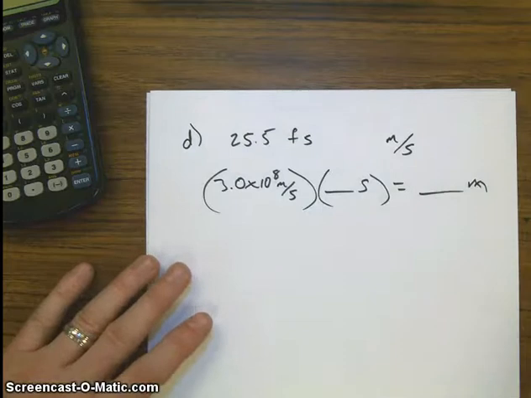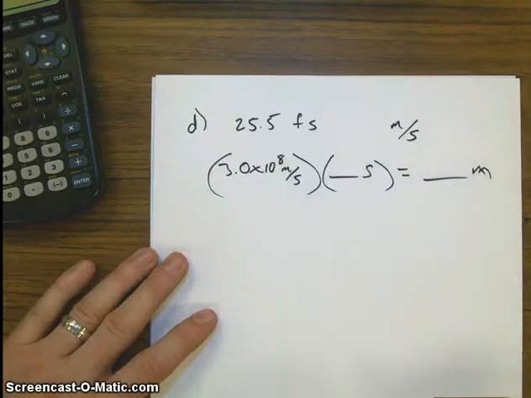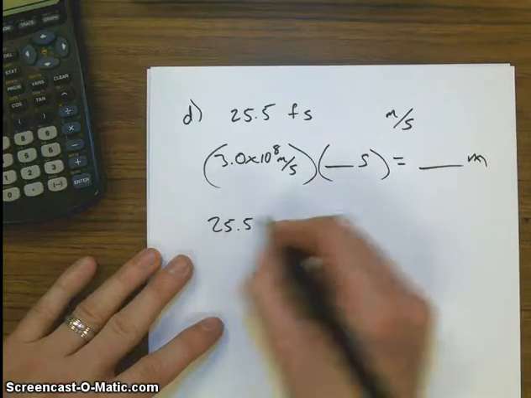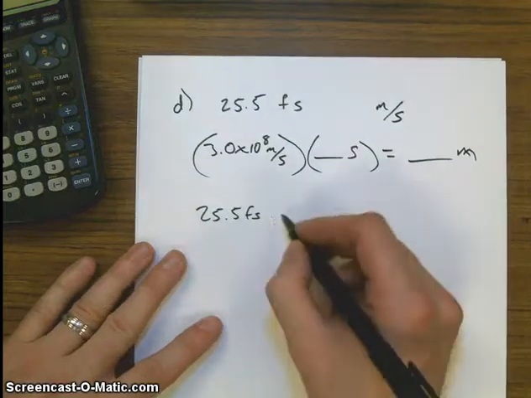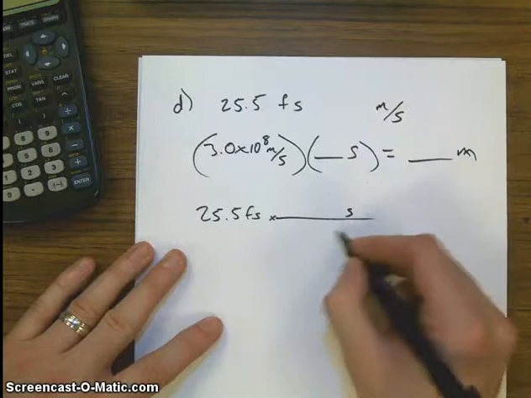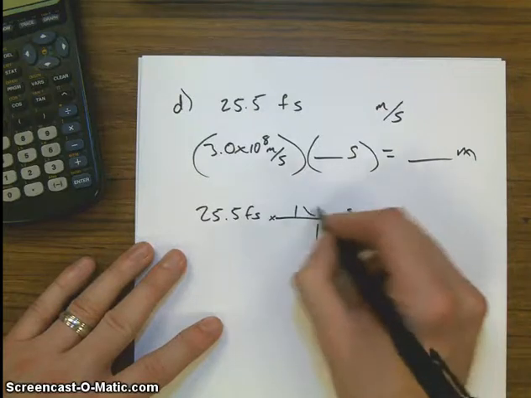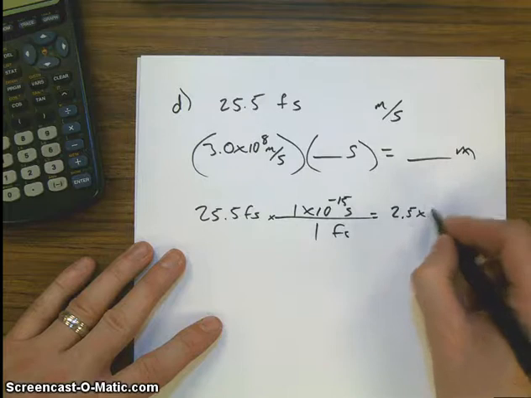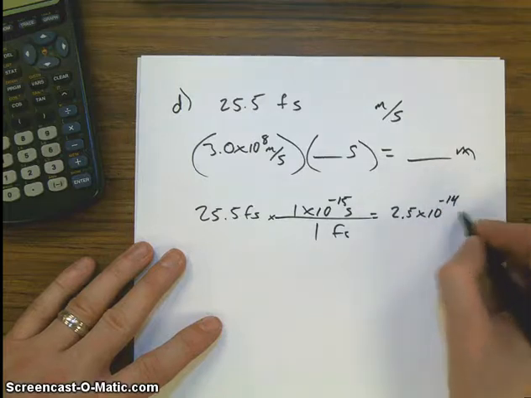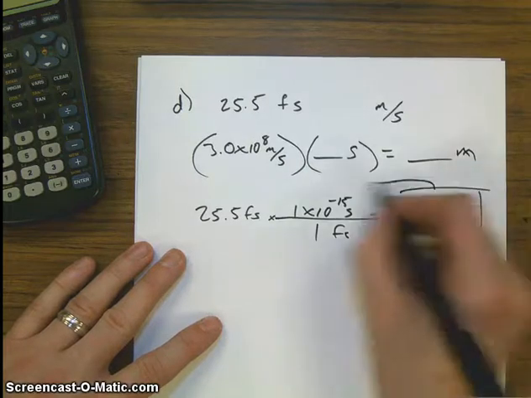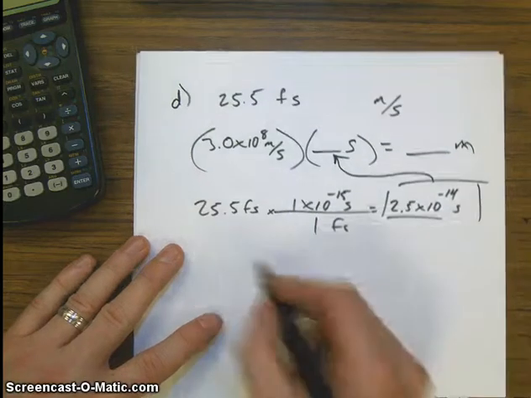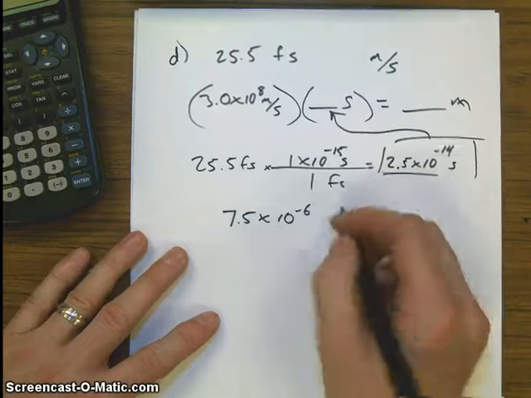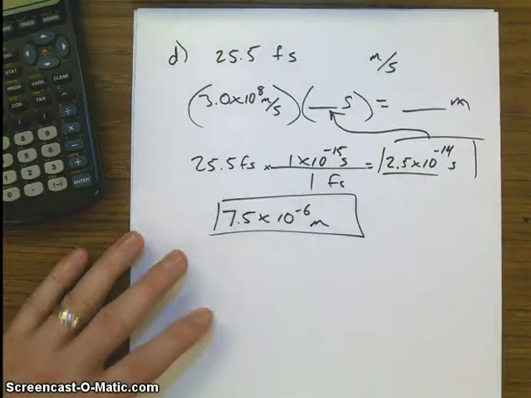Now we just have to get femtoseconds into seconds. A femtosecond is times 10 to the negative 15, so it's 25.5 femtoseconds times 1 times 10 to the negative 15 seconds per femtosecond. We end up with an answer of 2.5 times 10 to the negative 14th seconds, and that goes in there. You multiply the two, and you end up with a distance of 7.5 times 10 to the negative 6 meters. If you have any other questions, please let me know.